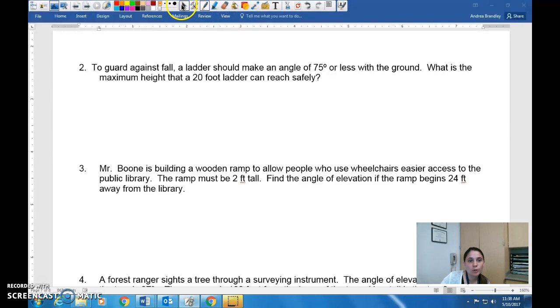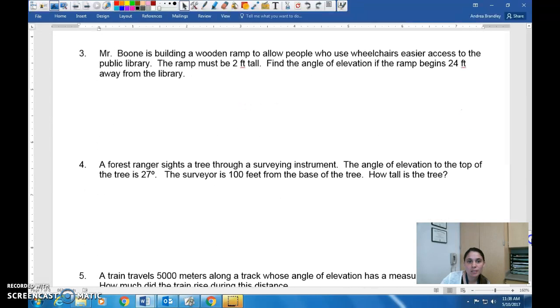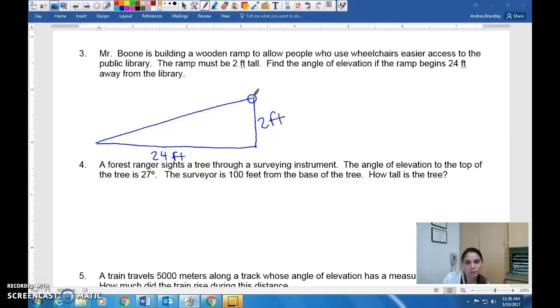Number 3, Mr. Boone is building a wooden ramp to allow people who use wheelchairs easier access to the public library. The ramp must be 2 feet tall. Kind of like the one we did in number 1, we want our ramp to be 2 feet tall this time instead of 1 foot. Find the angle of elevation if the ramp begins 24 feet away from the library. So we're going to start 24 feet from the library. Here's the library right here. That's where the ramp ends. And then here's my ramp. And it wants to find the angle of elevation.